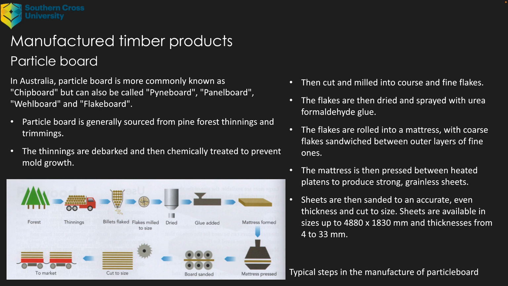The mattress is then pressed between heated platens to produce strong, grainless sheets. The sheets are then sanded to an accurate, even thickness and cut to size. And sheets are available in sizes up to 4.8 metres by 1.8 metres, and a thickness from 4 through to about 33 millimetres thick.